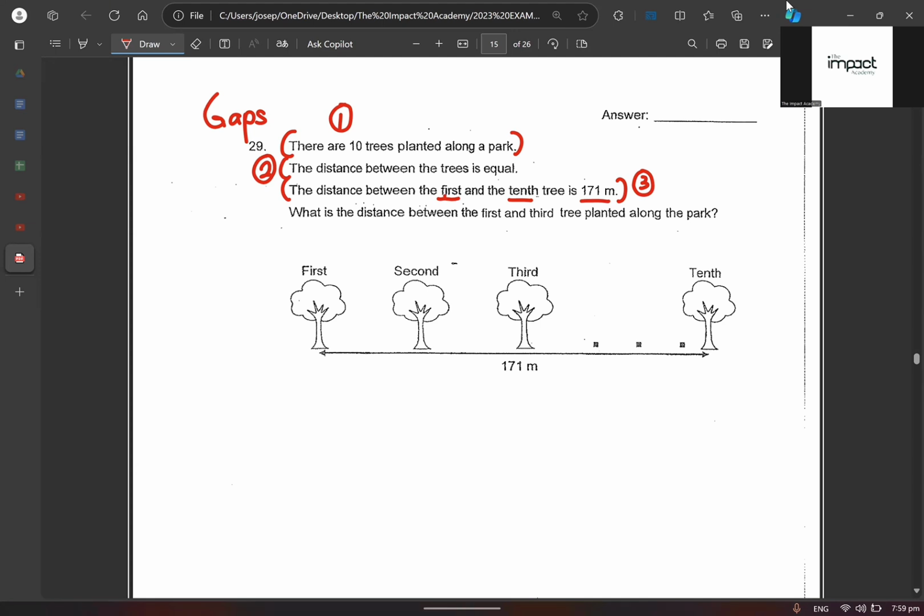1, 2, 3, 4, 5, 6, 7, 8, 9, 10. How many trees are there? 10 trees. How many gaps? Gaps 9. Very good. Do you understand or don't understand? All right. How do you know that? Why is it that the gaps is 9?